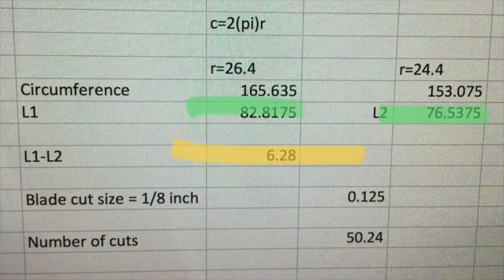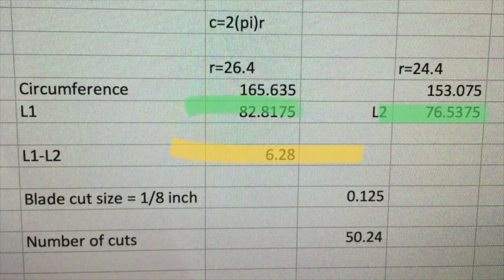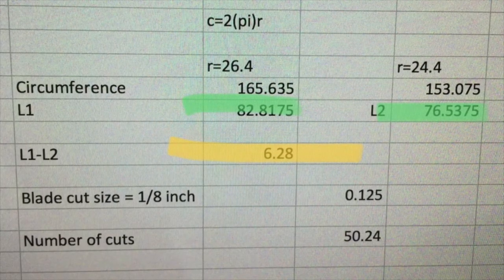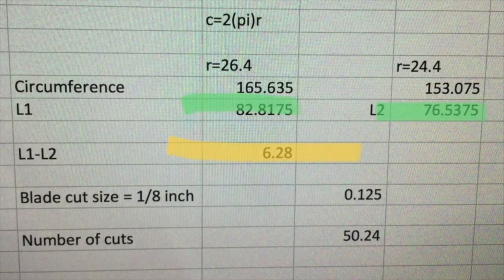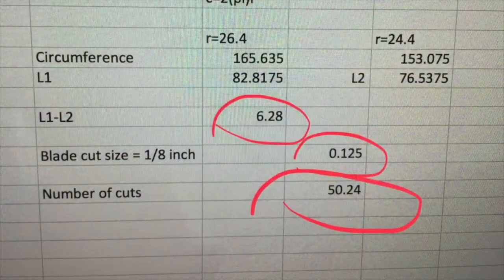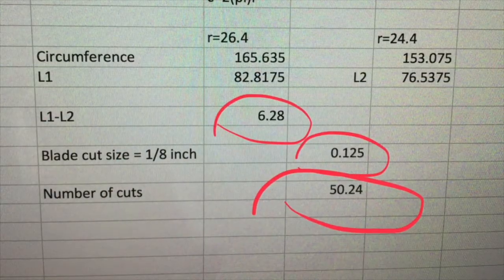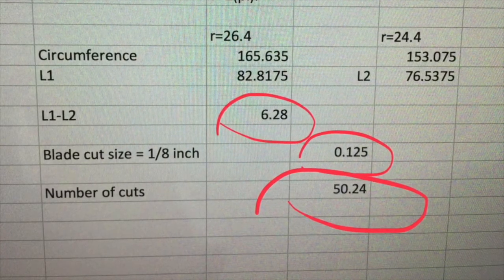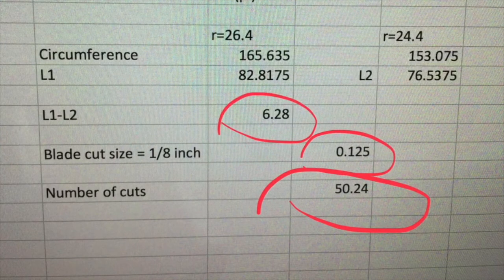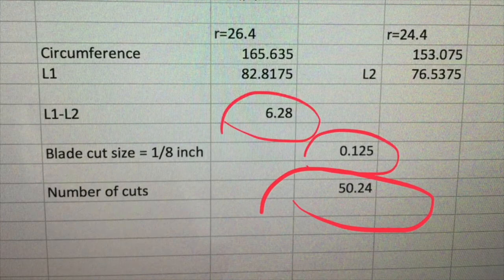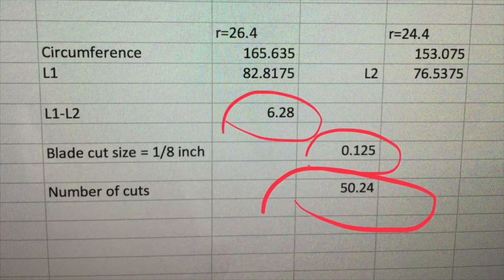In other words, 6.28 inches of metal must be taken out of the inside of the arch in order to get the proper bend. The width of my saw blade is 1/8 of an inch, or 0.125 inches. So that divided into the 6 inches that needs to be removed from the inside of the arch yields 50 cuts that need to be made. Actually 50 plus just a little bit.